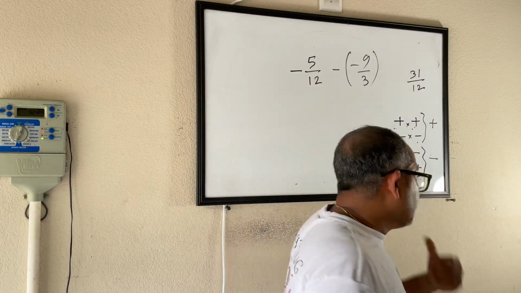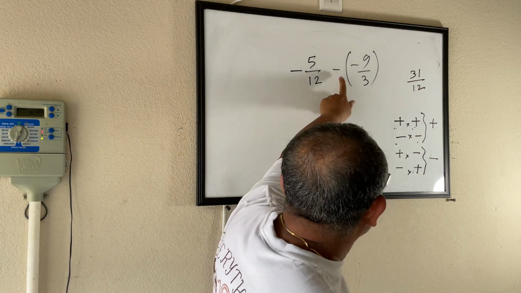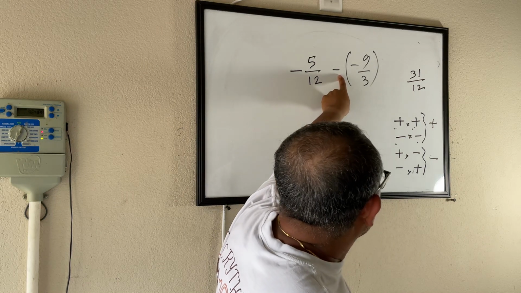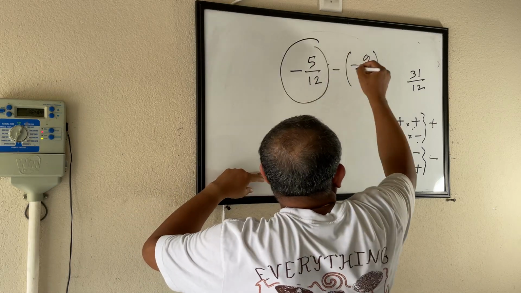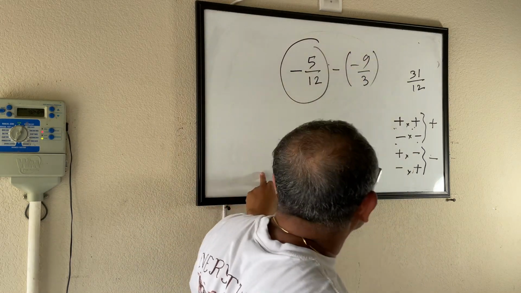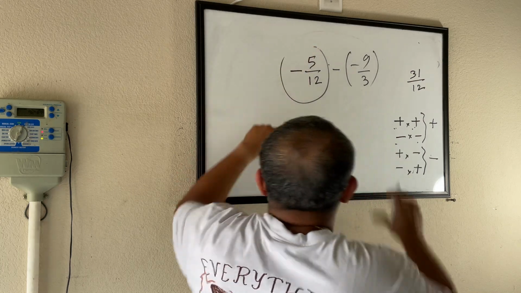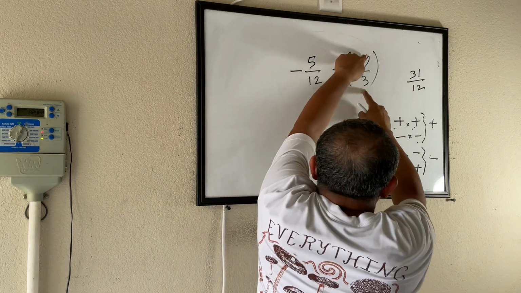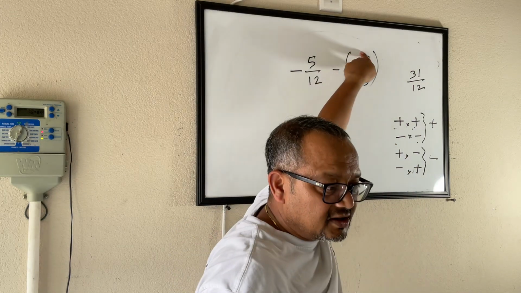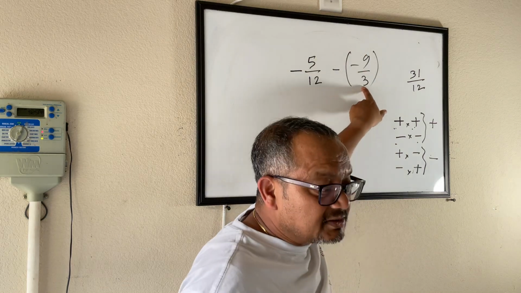Now, some of you must be thinking why we are going in that direction. Look at it. Now look at this situation. Minus 5 by 12 minus 9 by 3. Too much complexity here. What we want to do is take this 9 by 3 out of this cage. Take this thing out of the cage.